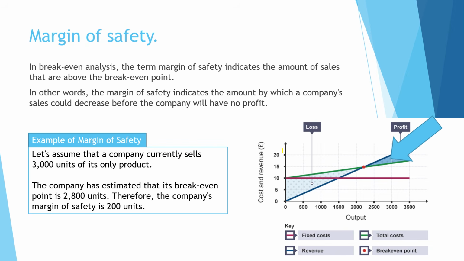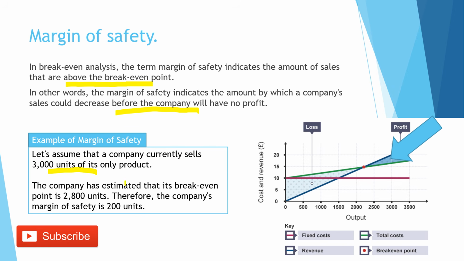Now, there's one more important thing that we need to learn, and that is margin of safety. In break-even analysis, the term margin of safety indicates the amount of sales that are above the break-even point. In other words, the margin of safety indicates the amount by which a company's sales could decrease before the company will have no profit.